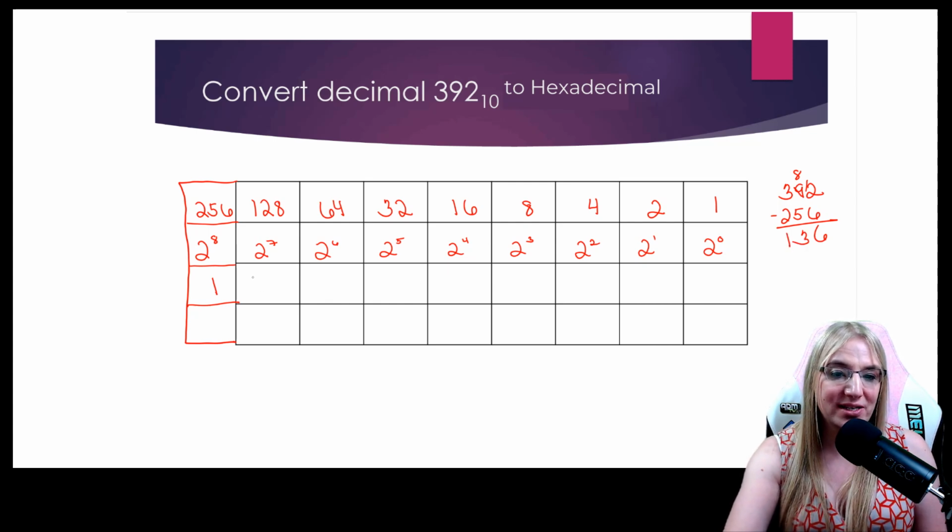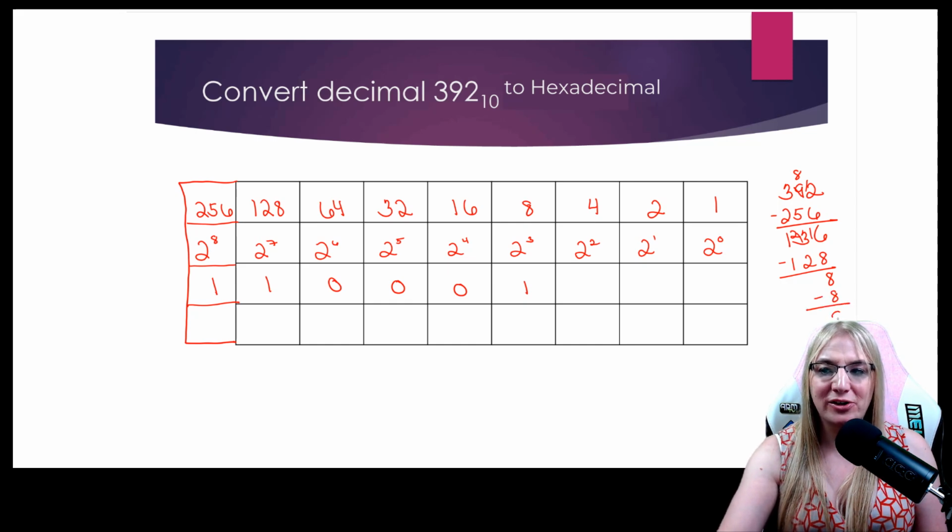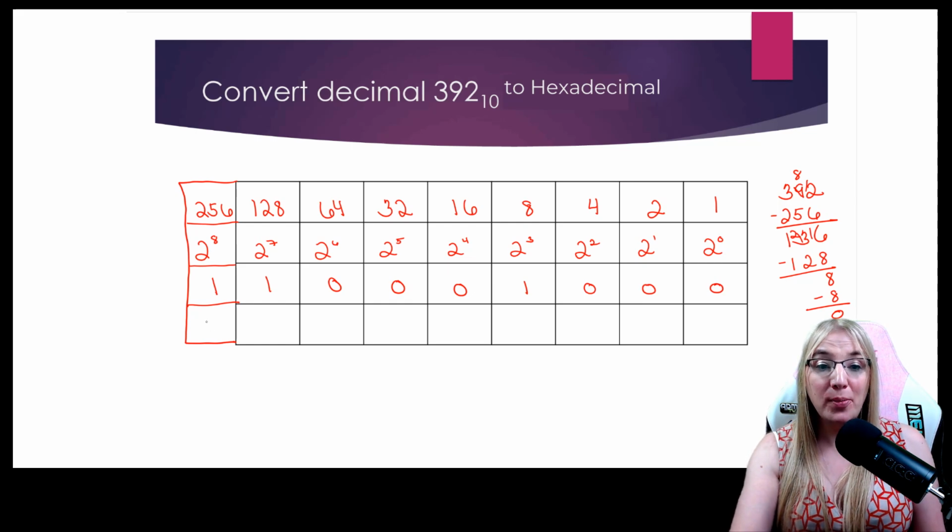128 does fit into that number, so I'm going to put a 1 there. Subtract 128 from it. Take the difference. Gives us 8. And just like before, 64 cannot go into 8. 32 can't go into 8. 16 can't go into 8. 8 goes into itself. Subtract 8 from it. The difference is 0. 0 left over. And nothing can go into 0, so these all become 0. So our binary number becomes 1 1 0 0 1 0 0 0 0.